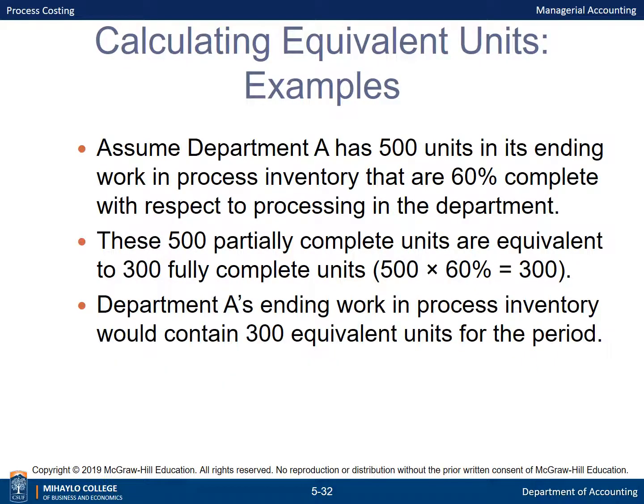Assume Department A has 500 units in its ending work-in-process inventory that are 60% complete with respect to processing in the department. These 500 partially complete units are equivalent to 300 fully complete units. 500 times 60% equals 300. Department A's ending work-in-process inventory would contain 300 equivalent units for the period.